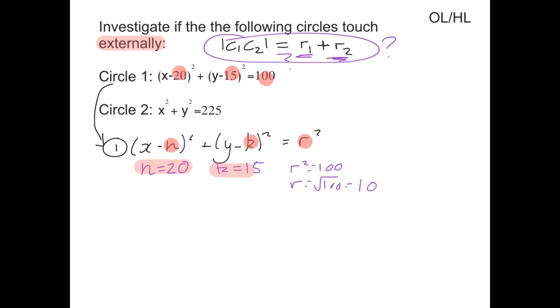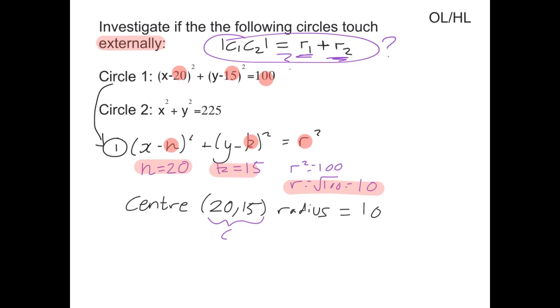So we have our h, our k, and our r. Our centre is the point (20, 15), and our radius is 10. We're going to call this C1 and this R1.